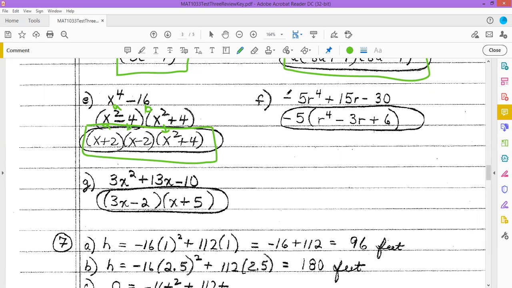Letter F, we have negative 5r to the fourth power plus 15r minus 30. We can factor 5 from all three of these terms. And we're factoring negative 5. When we factor negative 5 from negative 5r to the fourth, we'll get r to the fourth. Now, the reason we're factoring negative out is because we want this leading coefficient to be positive and not negative. When we factor negative 5 from positive 15r, we get negative 3r. And when we factor negative 5 from negative 30, we get positive 6. This is our answer.